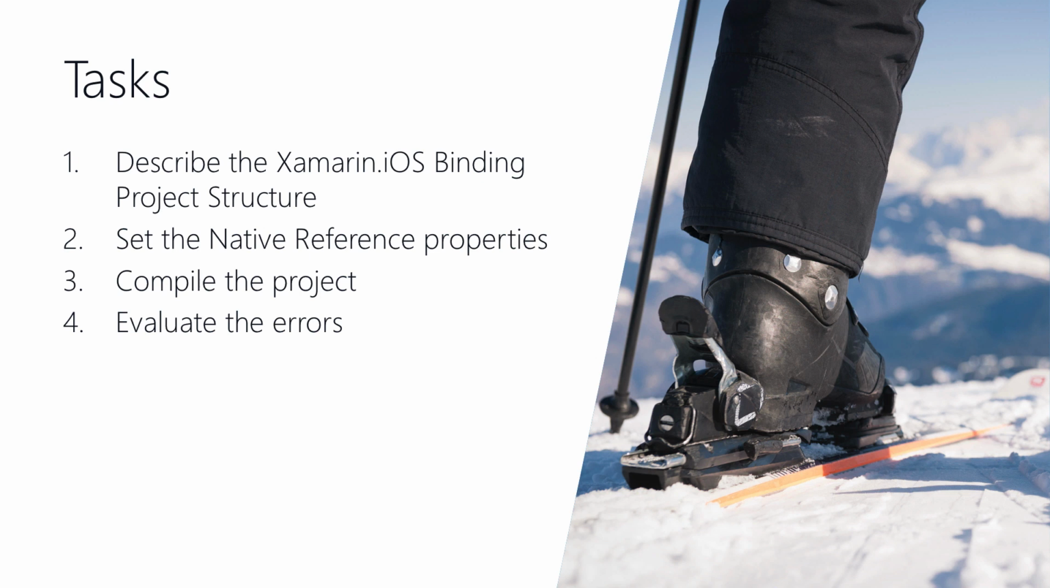We have a couple of tasks that we would like to complete in this section. We'll look at describing the Xamarin iOS binding project structure, understand exactly where the API definition files reside and how they should be built. We'll then look at setting the native reference properties, so defining additional features or metadata around the binding. And then we'll move on to compiling the project and evaluating errors.